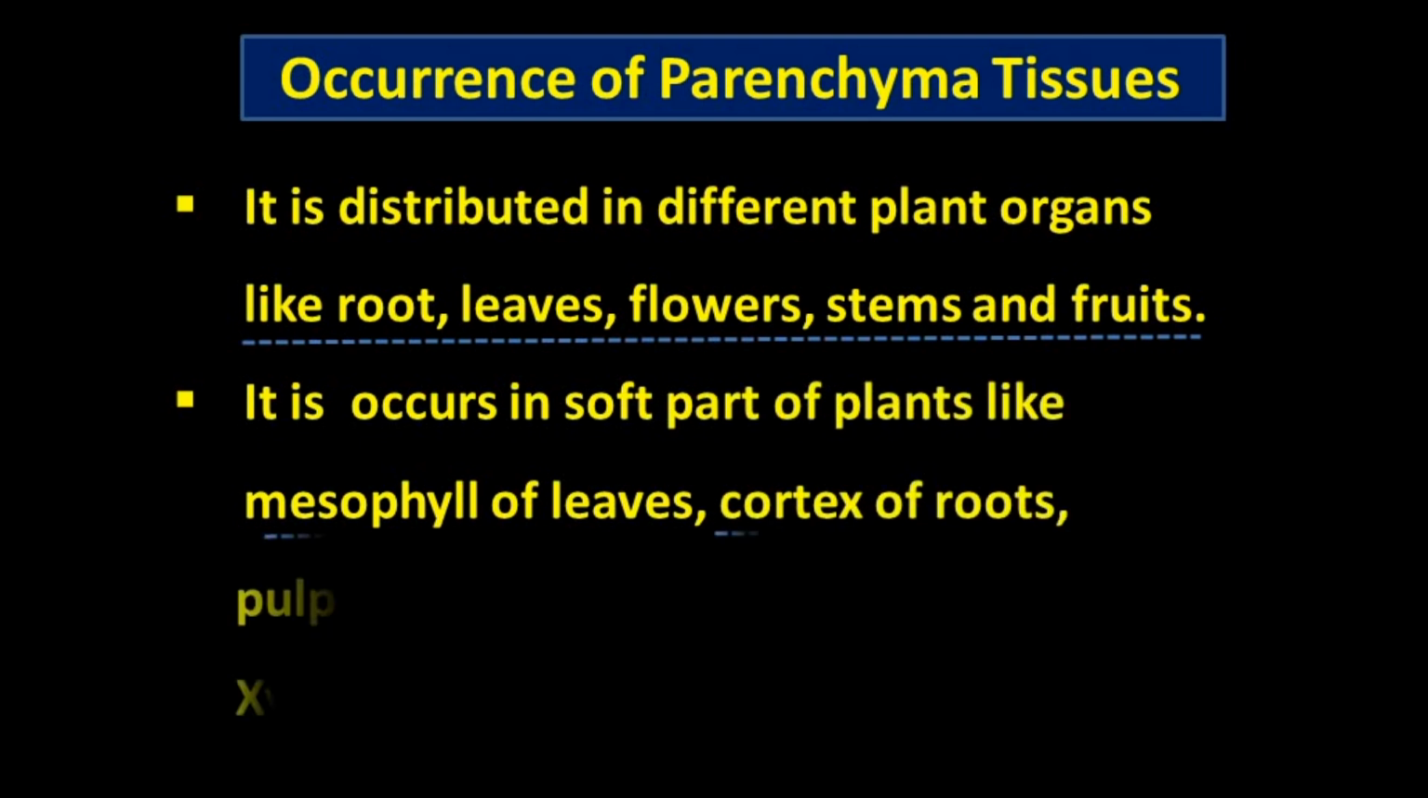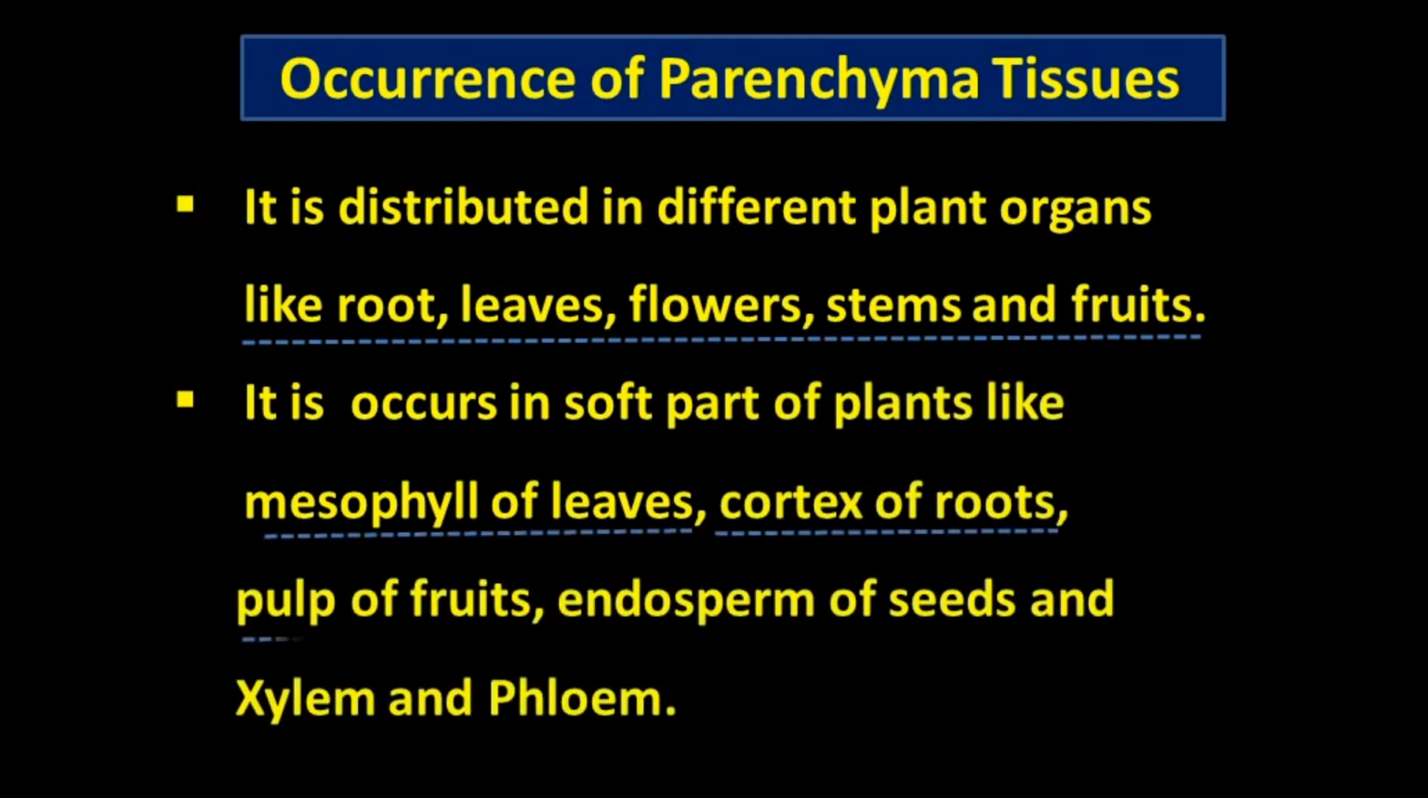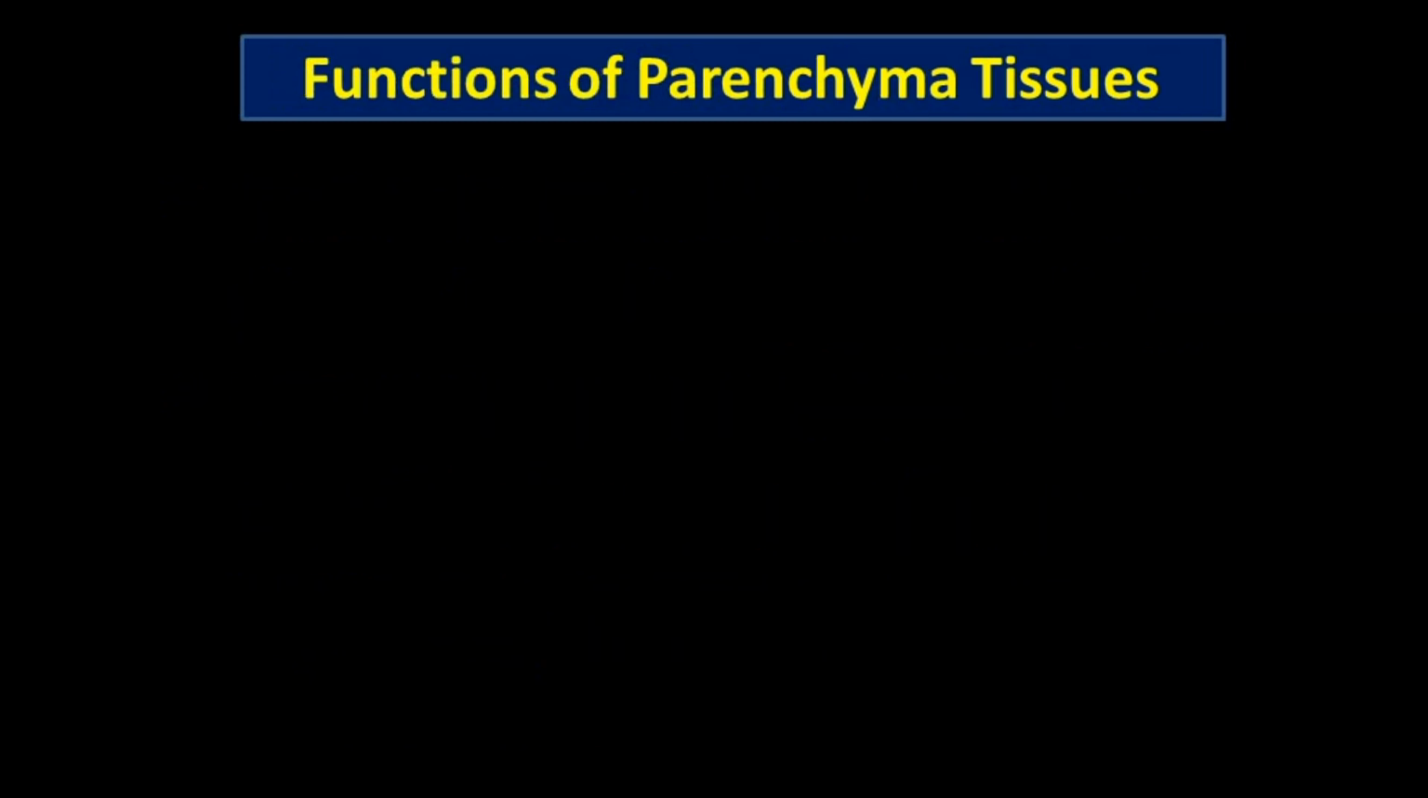It occurs in soft parts of the plant like mesophyll of leaves, cortex of root, pulp of fruits, endosperm of seed and xylem and phloem tissues. In these parts, the parenchyma tissues are found. Functions of parenchyma tissues.